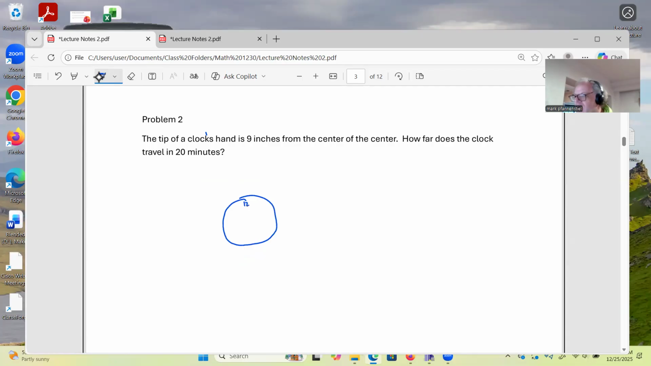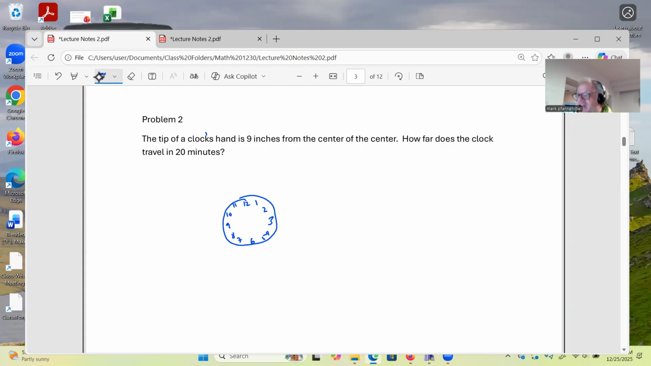We've got our 12, 1, 2, 3, 4, 5, 6 at the straight bottom there, 7, 8, 9, 10, 11, and 12. You may not believe it, but this is a lot better than when I was first asked to draw a clock after I had my stroke.